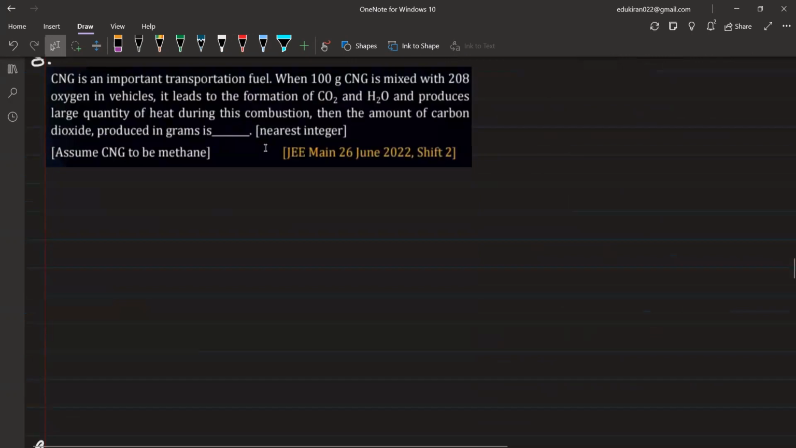Calculate this one. CNG is an important transportation fuel. When 100 gram of CNG is mixed with 208 grams of oxygen in vehicle, it leads to formation of carbon dioxide and water and produces large amount of heat during combustion. Then the amount of carbon dioxide produced in grams is equal to how much? ठीक है, amount of carbon dioxide. उन्होंने बोला assume CNG to be methane.